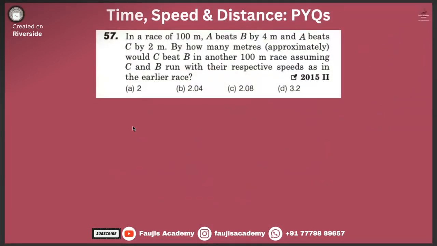Now the race starts. In a race of 100 meters, A beats B by 4 meters and A beats C by 2 meters. By how many meters approximately could C beat B in their 100-meter race, assuming C and B run at their earlier speeds? We solved this one.